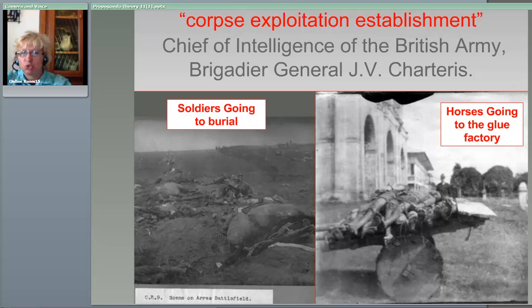But then he switched it, and on the right side, instead of saying horses going to the glue factory, he said soldiers going to the glue factory. And immediately this stood out as just terribly inhumane. And I want to read you a clip of what was said about this. A detailed account of the corpse exploitation establishment appeared in the respected British newspaper, The Times. Now, back then, people believed their newspapers. People believed that the newspaper was presenting truth.